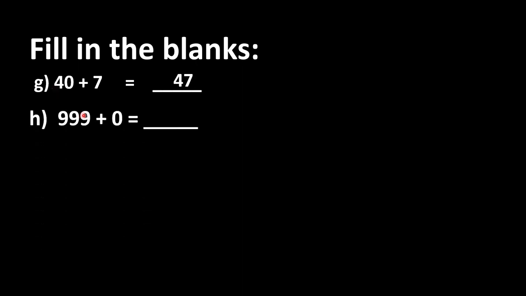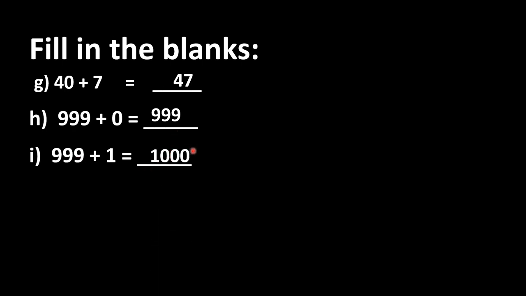Now in H part 999 plus 0 is equal to dash. So here we are adding 0 to 999. So we will get the number itself, that is 999. Now in I part it is given 999 plus 1. So here we are adding 1 to 999. So we will get the next number, and after 999 in our counting which number comes? That is 1000.